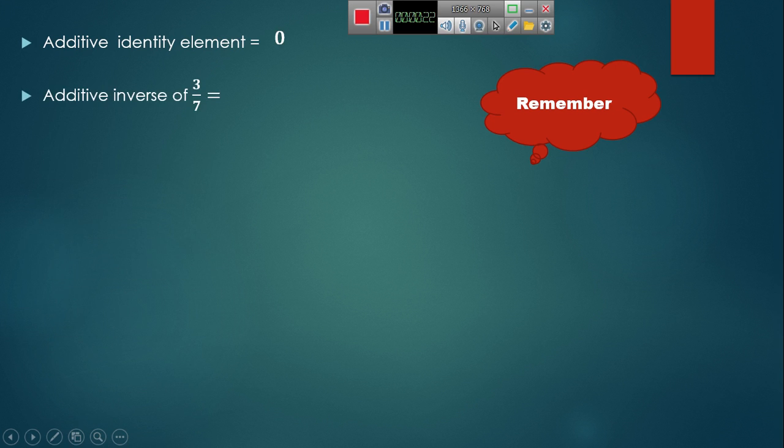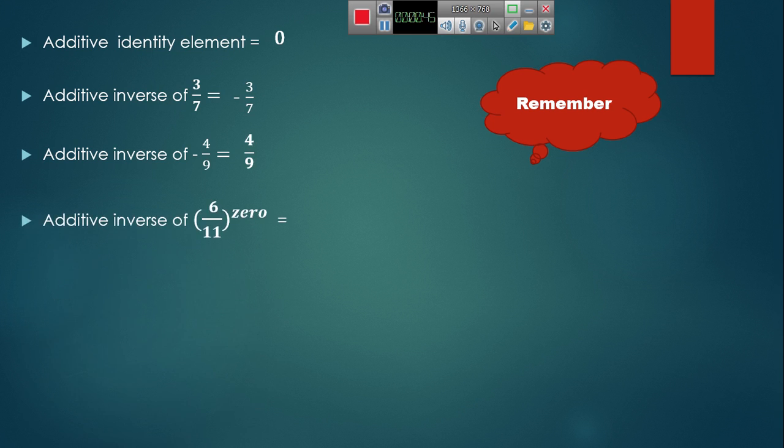The additive inverse of a fraction like 3 over 7 is the same, but we will change its sign to make it negative 3 over 7. For example, the additive inverse of negative 4 over 9: we will use the same fraction, changing the sign of 4 over 9 to get positive 4 over 9.